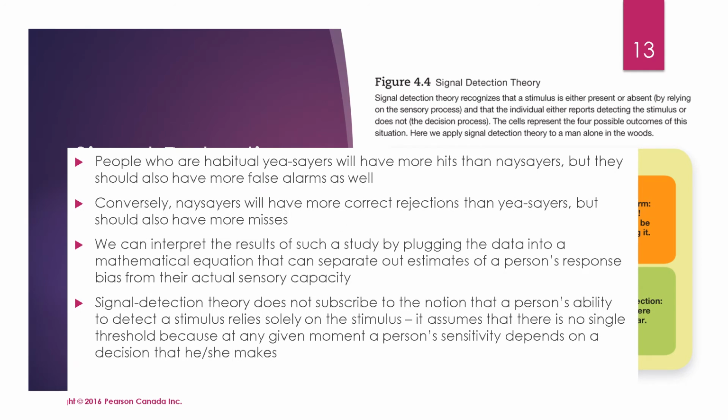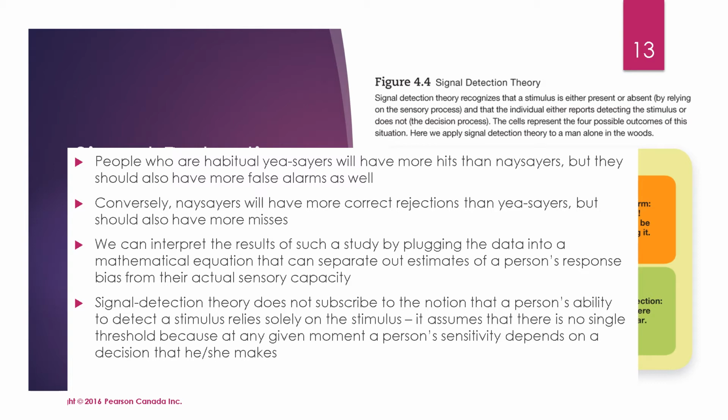So people who are habitual yaysayers will have more hits than naysayers, because if they're saying yes more, they're more likely to pick up on the ones that were there. But they should also have more false alarms, because they get too excited and say it's there even when it's not there. On the opposite side, naysayers will have more correct rejections than yaysayers, so they'll be more likely to say it isn't there when it isn't. But they should also have more misses. If they're hesitant to report when they think they heard it, then they're more likely to miss it when it might have actually been there.